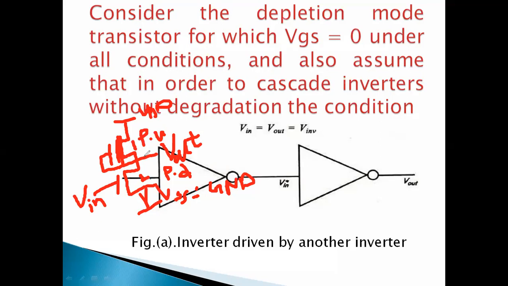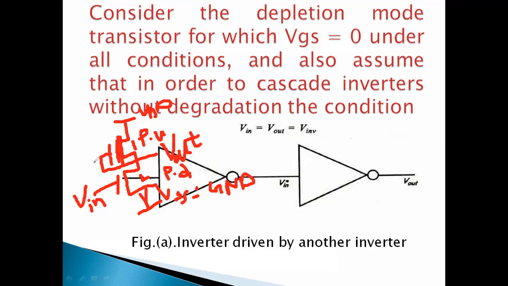This is an arrangement. Both are NMOS transistors, one under the depletion mode and the other an enhancement mode device. The upper depletion mode transistor is called the pull up device, and the second is called the pull down device. This is the arrangement.